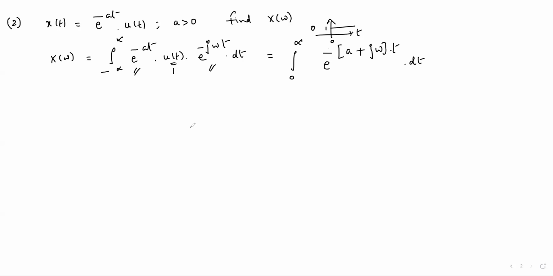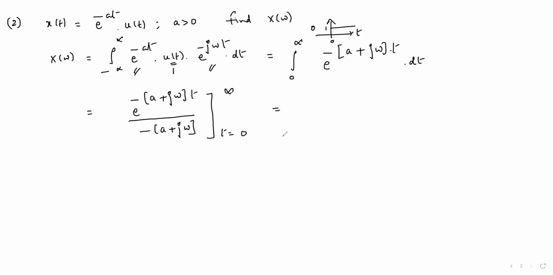So integration of an exponential signal: this is e to the power of minus of a plus j omega t divided by minus of a plus j omega, with the t limits from 0 to infinity.